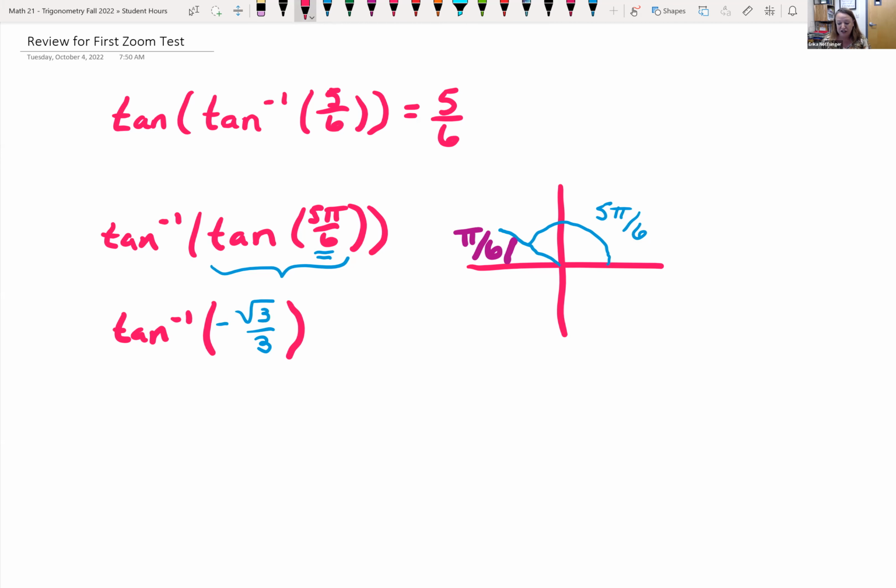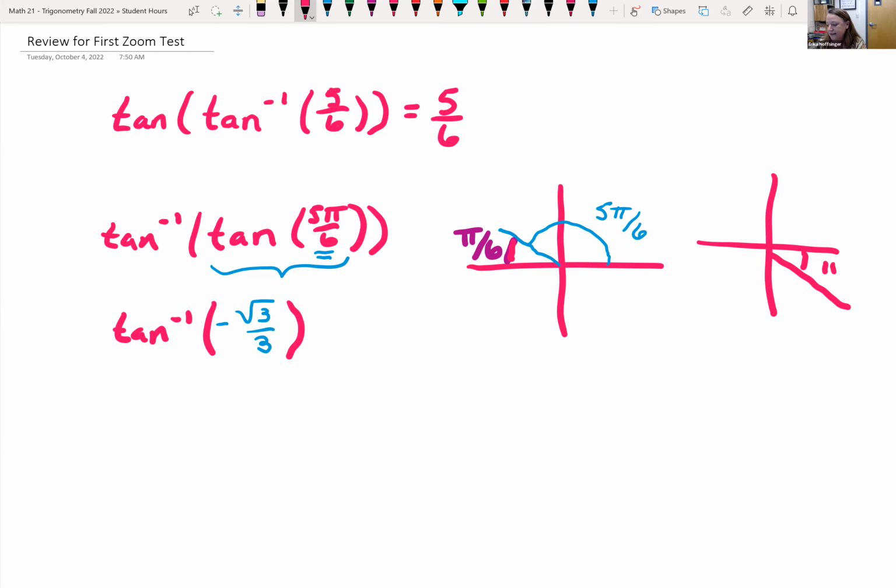Now we're thinking of tangent inverse, and for tangent inverse, we had to limit the domain of tangent in order for it to be one-to-one. And so we looked at values between negative pi halves and pi halves. I know that within those two quadrants, tangent is negative in quadrant 4. So we're going to think about the reference angle that would give us root 3 over 3, which was the one that we used over here, pi over 6. But this time we're looking at it in our fourth quadrant.